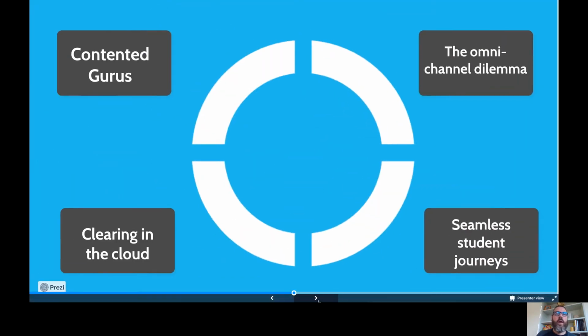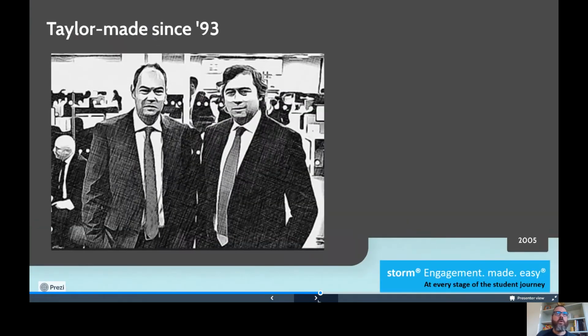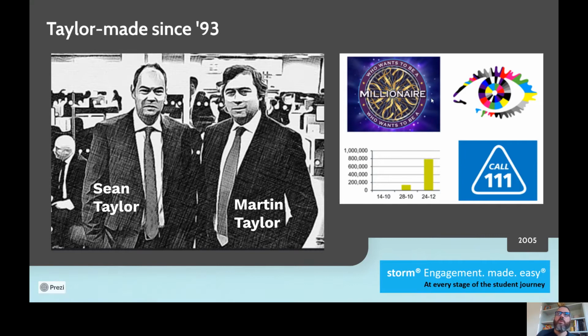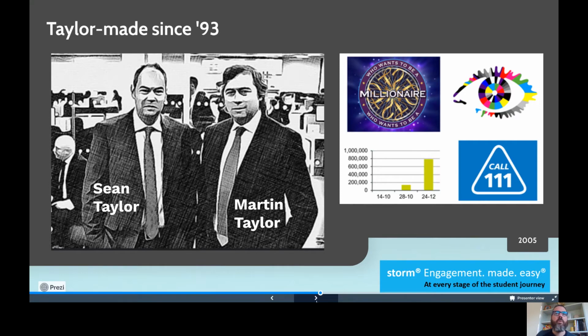A few words then on our heritage in this sector. Redwood Technologies was set up in the early 90s. You could say this company is tailor-made because brothers Sean and Martin Taylor came together and started thinking about how you can provide support for mass call-ins, so well-known shows like Who Wants to Be a Millionaire and Big Brother. And in the early 2000s, they decided to migrate that into the cloud, and they are now supporting power companies like UKPN, and indeed all London NHS 111 queries are serviced on our platform.